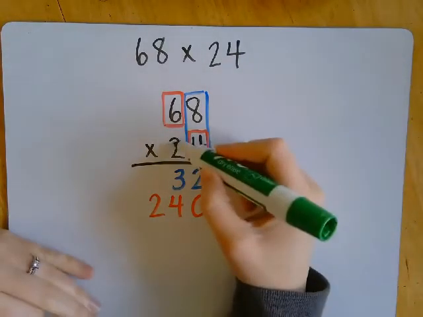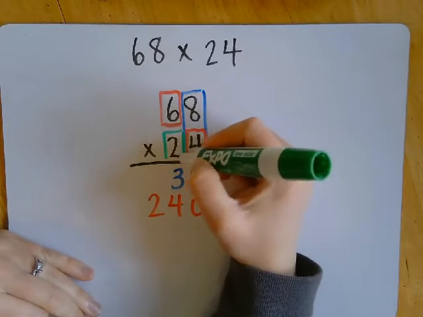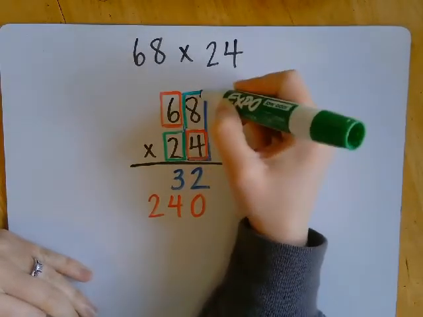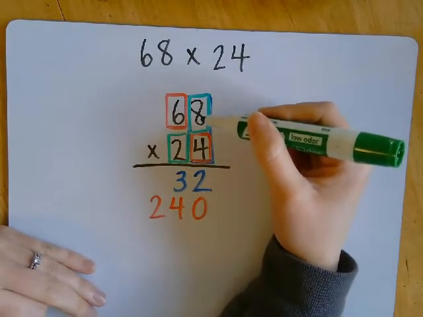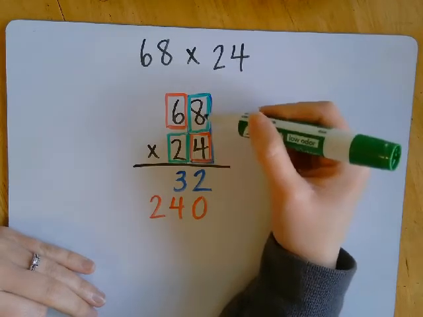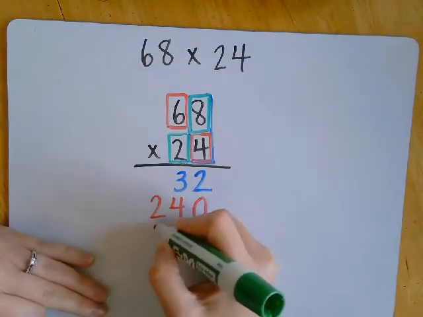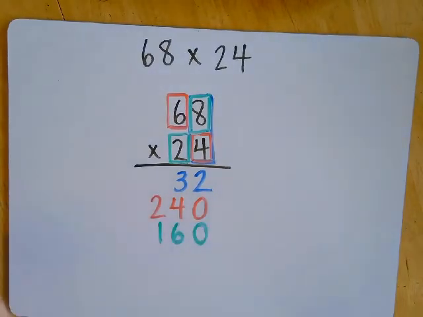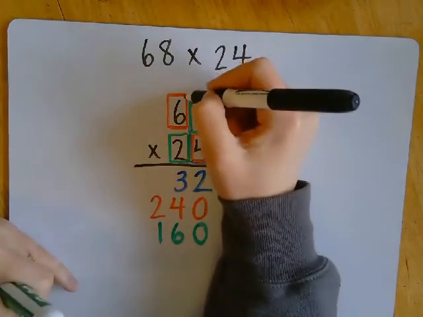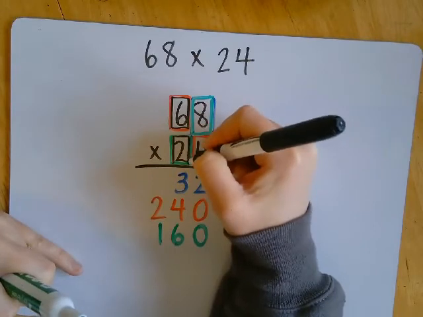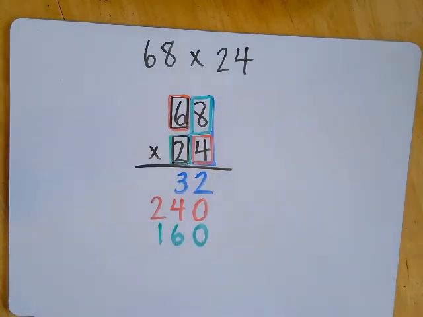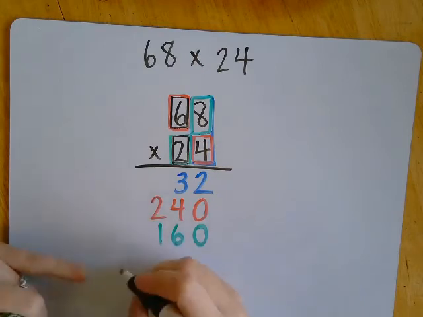Next, I'm going to be multiplying the 10 on this side by the 1 over here, so 20 times 8. Again, I can think of that as 2 times 8, which is 16, but because this 2 is actually a 20, I need to add a 0 in my answer, so that becomes 160. And last but not least, multiplying the two 10s together, so 60 times 20. I know that 6 times 2 is 12, but because they're both in the tens place, I need to add 2 zeros in my answer. So that 12 becomes 1200.